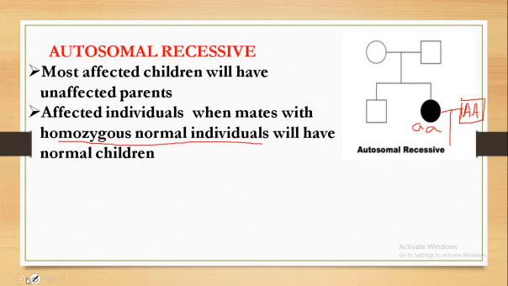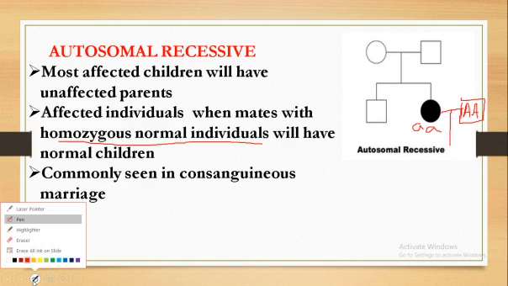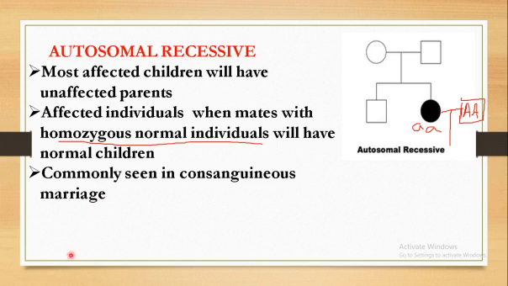But the other way around, if she mates with a heterozygous one, then they might have a child who will be recessive again. Now this feature is very commonly seen in consanguineous marriages. Consanguineous marriages means marriages within the family. When marriages take place within the family, the children in that family may more commonly be seen with recessive alleles.